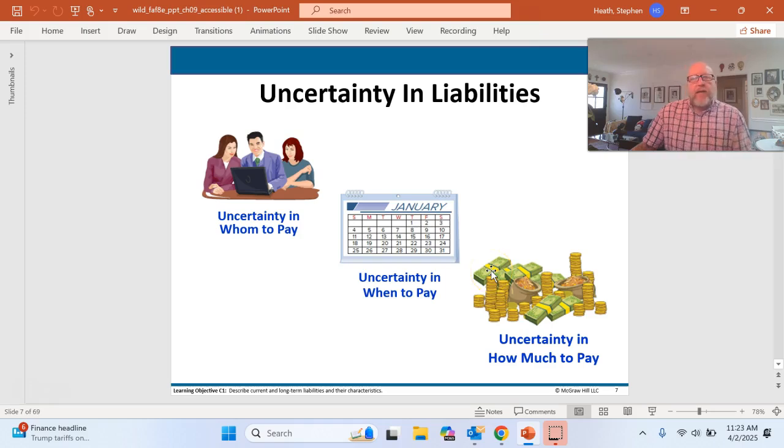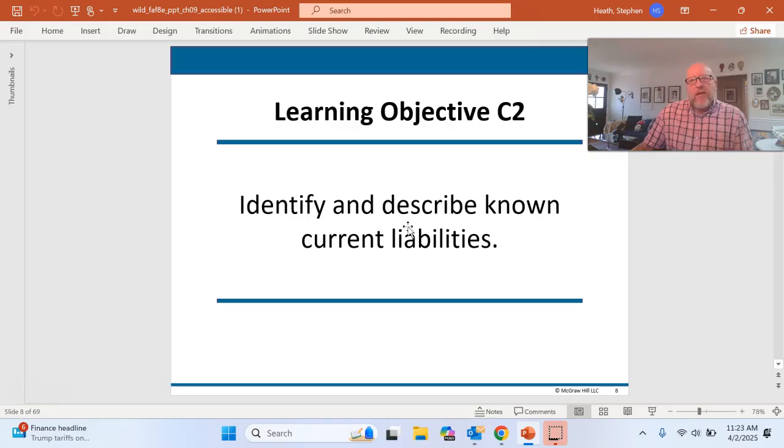Uncertain liabilities, again, that is one of those categories where we have to estimate, and that's all this slide's really saying. And so I think I will save this section for the next video. Easy video today on this one.